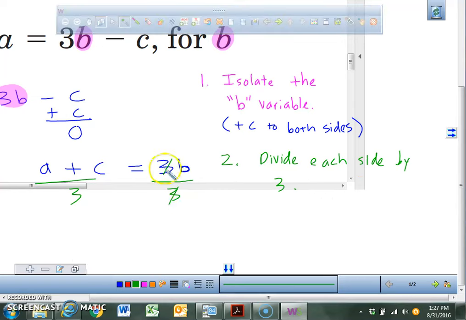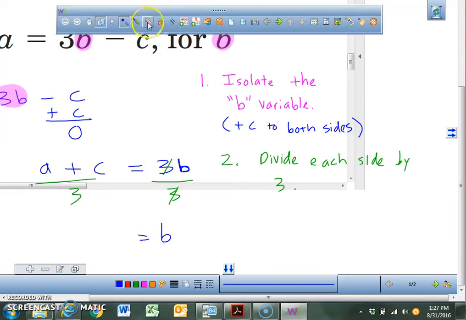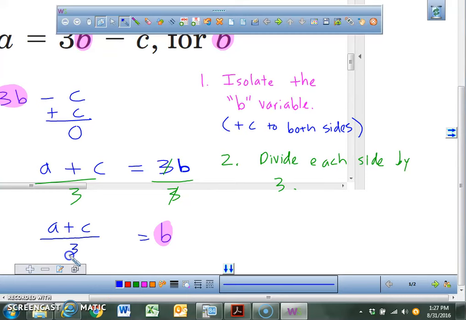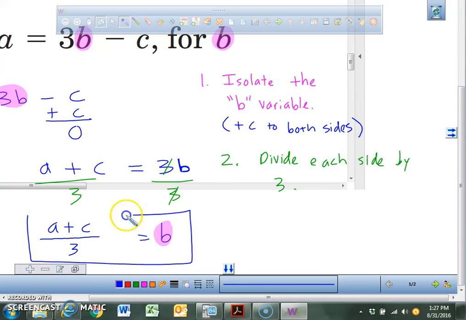So now, what happens to these 3s? They cancel to a 1, right? 3 divided by 3 is 1. And now, finally, we're left with B. And what's our final answer? It's the sum of A and C all being divided by 3. And that is your answer for number 13. You can put it in your journal, but you can also take that answer and transfer it to your paper.